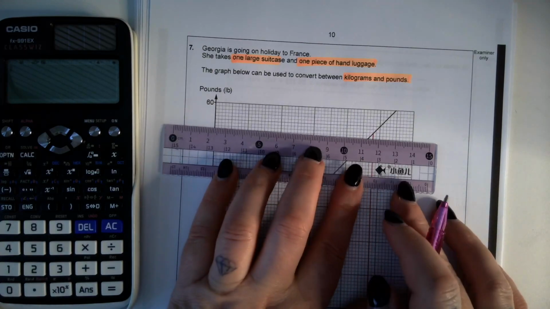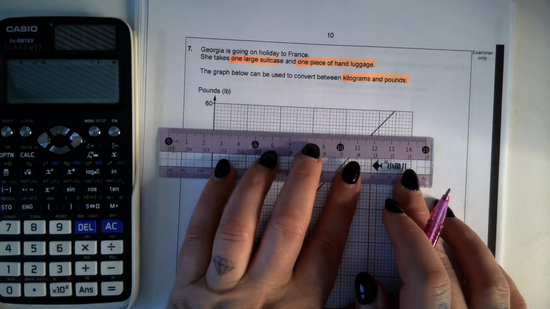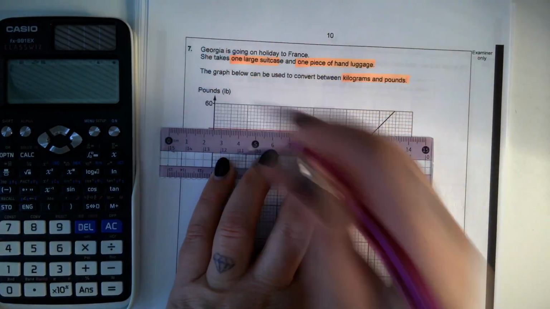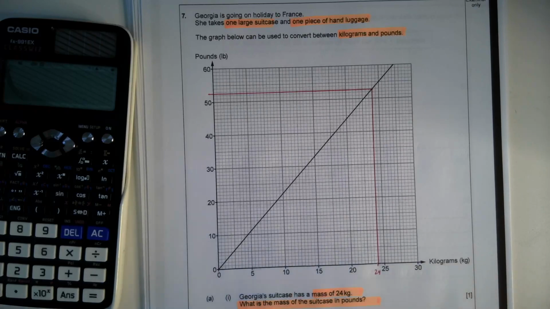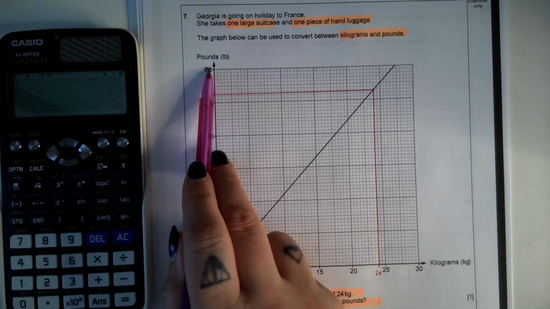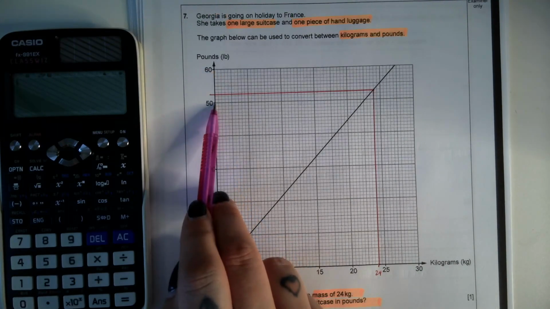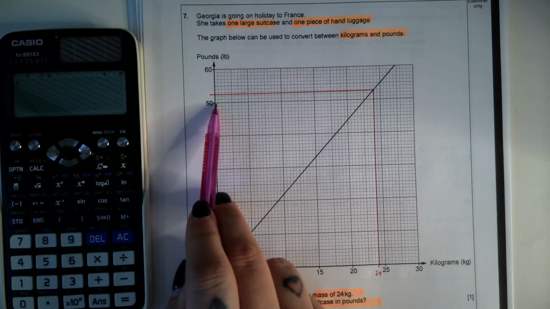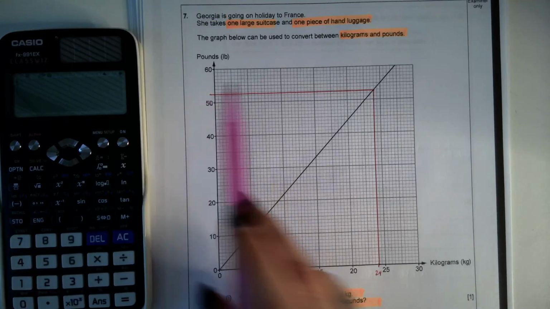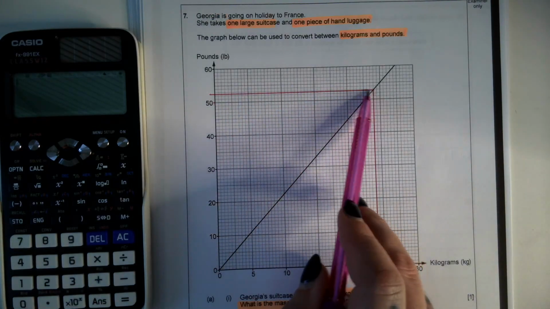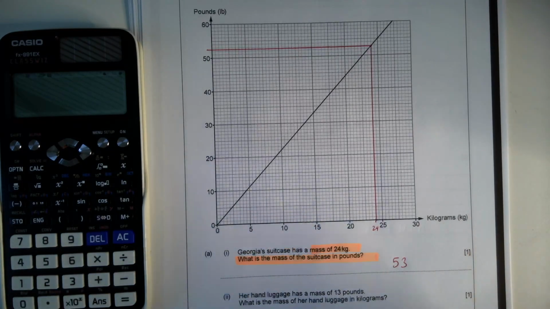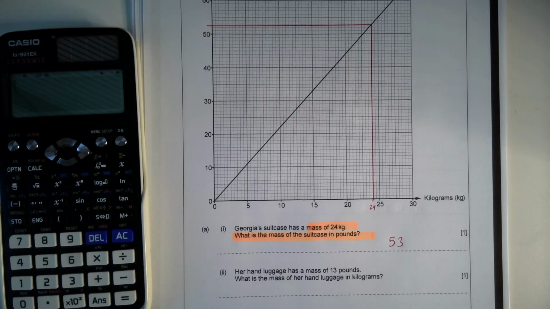And then we're going to also read across. I've done this in pen so you can see it. I would recommend you do it in pencil just in case you make a mistake. So then we're going to read this scale here. From 50 to 60 is 10. There are 10 little squares, so each square must be worth 1. So that's 51, 52. Then we're halfway between 52 and 53. But my line's gone down slightly, so I'm going to go 53. So it's 53 pounds.